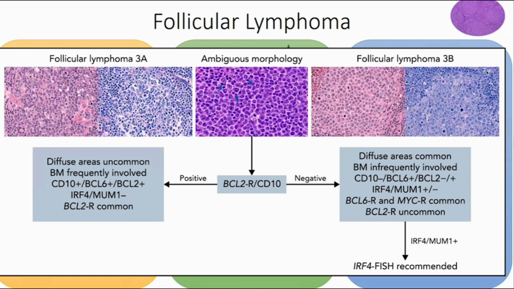So here they say that if there is a BCL2 rearrangement or if there's CD10 positivity and you see things like MUM1 is negative, and the bone marrow is frequently involved, that seems to lean more towards a 3A, whereas 3B has the inverse of that with positive MUM1. They do recommend additionally to get IRF4 FISH testing, so they don't actually call a large B-cell lymphoma with IRF4 rearrangement in its place.